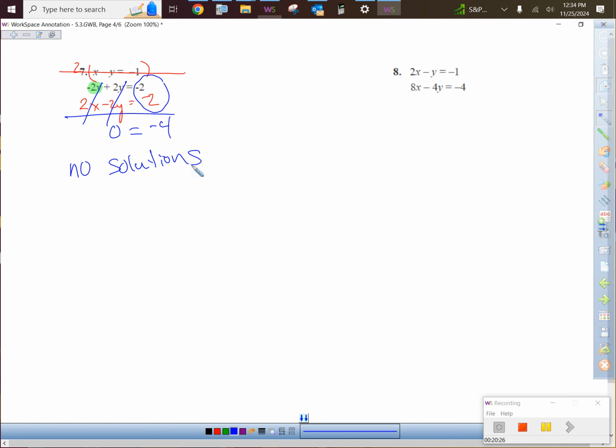All the variables have disappeared. So one solution is out. That was no solutions because the leftover statement was not true. Let's classify it. Consistent or inconsistent? Consistent means you got answers. Inconsistent means there were no answers.